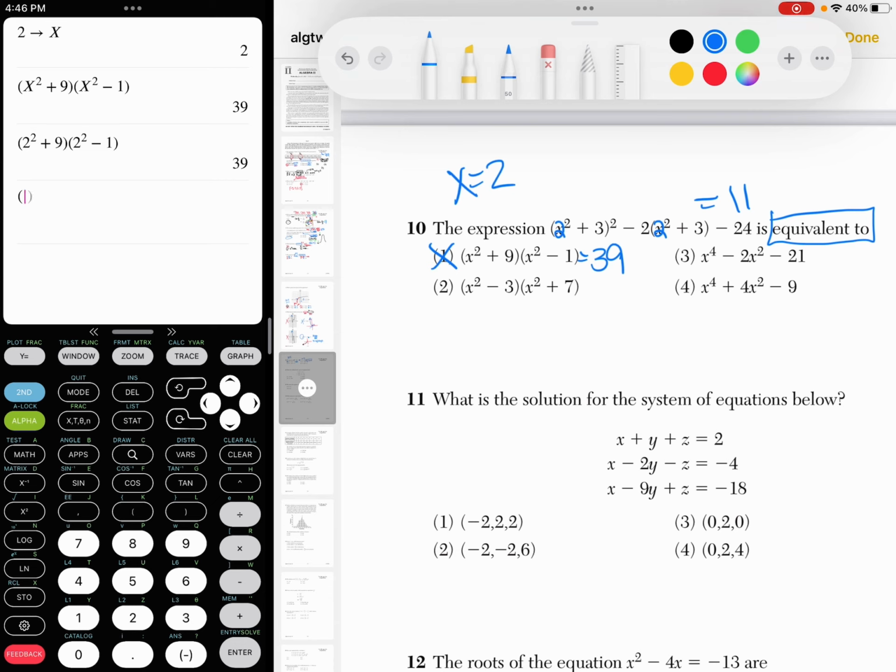So I'm going to type in choice 2 now. Now that I actually stored the number for x, that's helpful. x squared, oops, plus 7. Oh, come on.